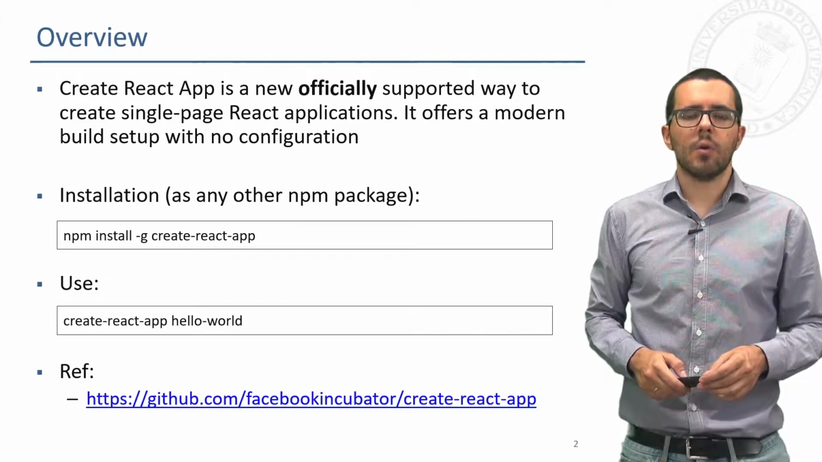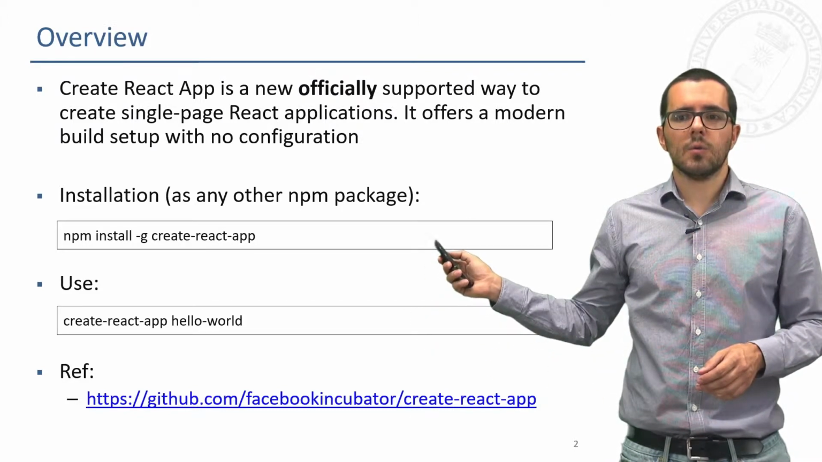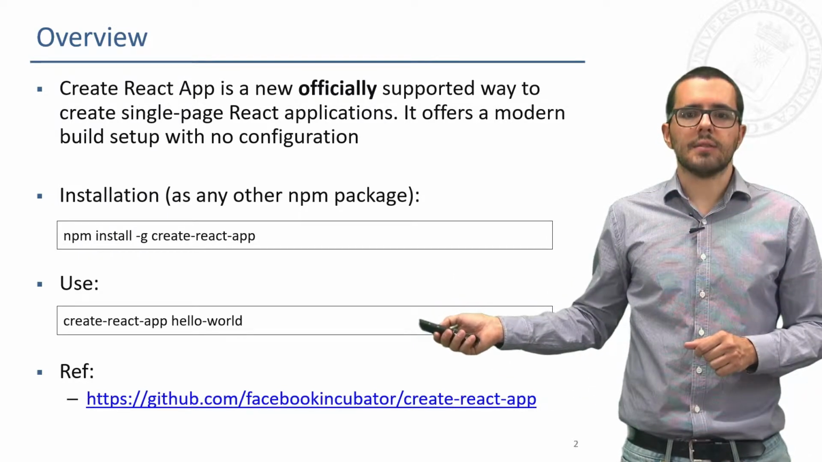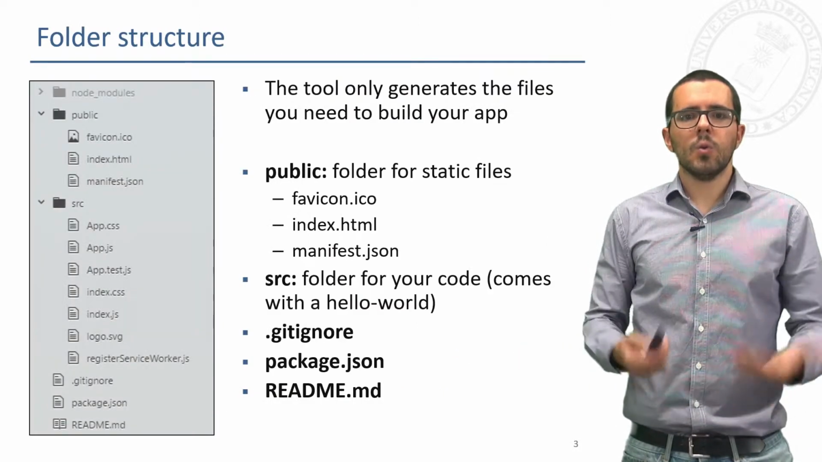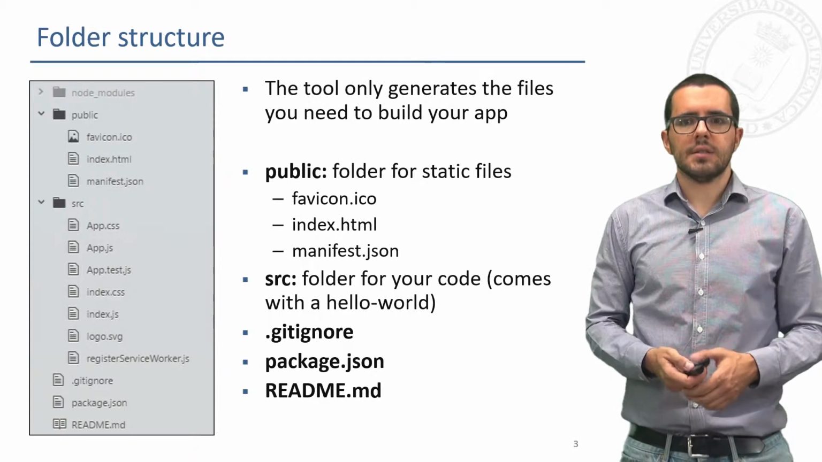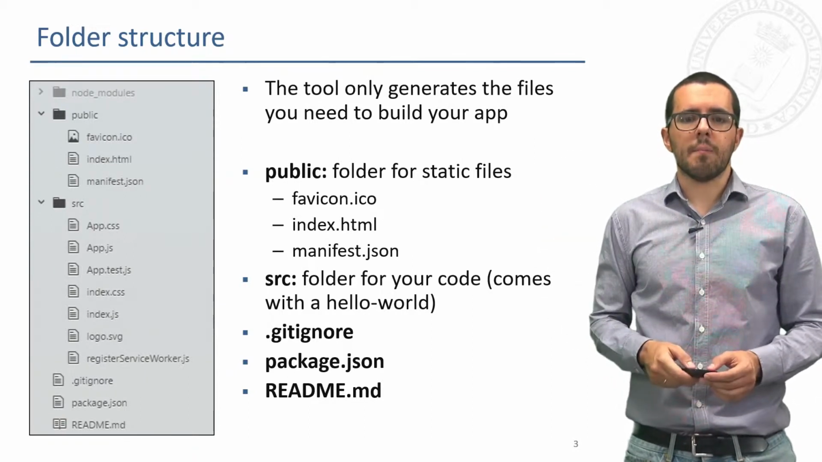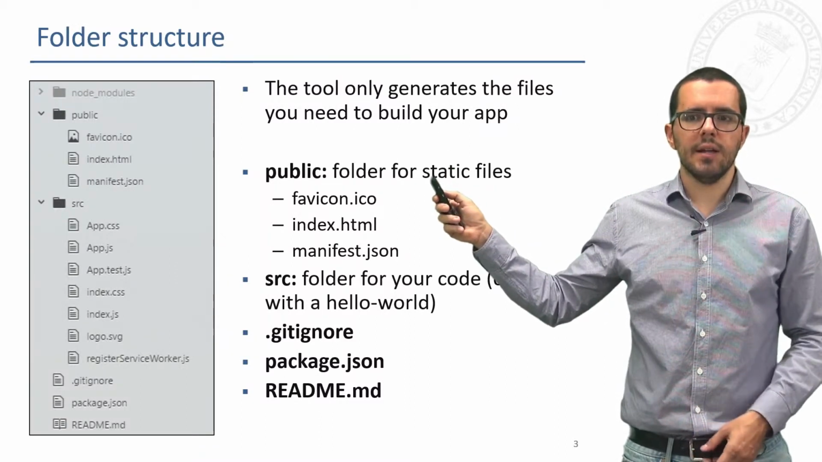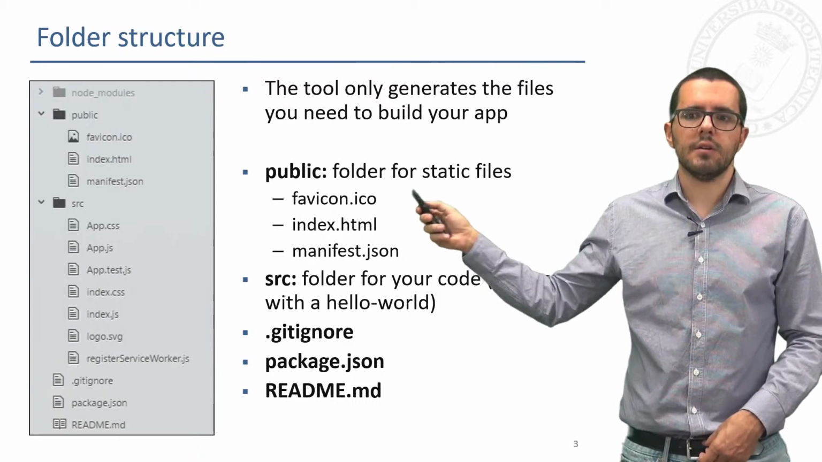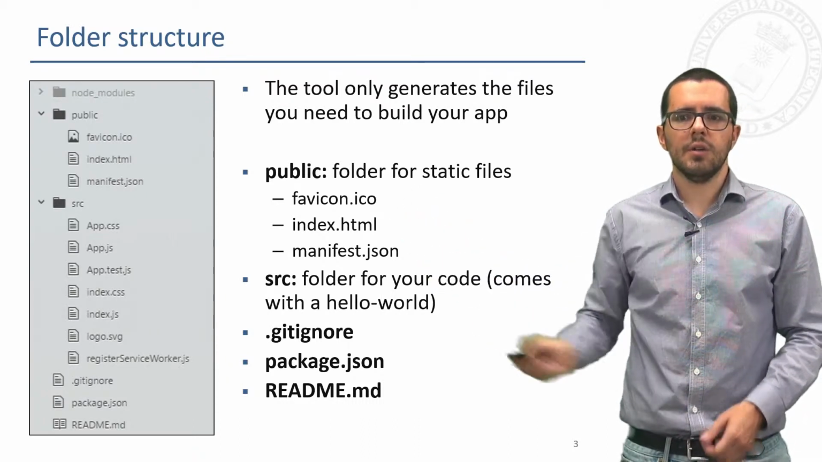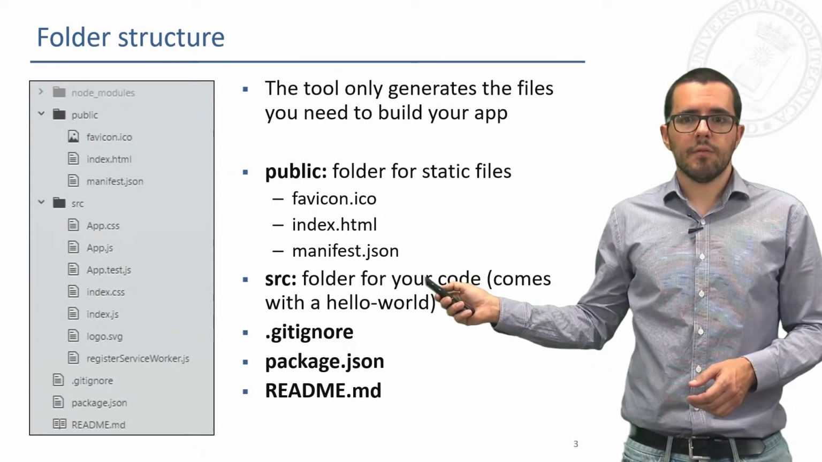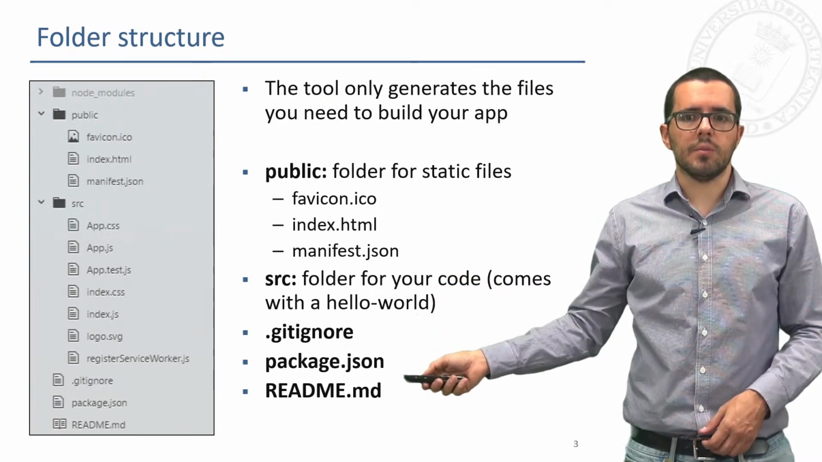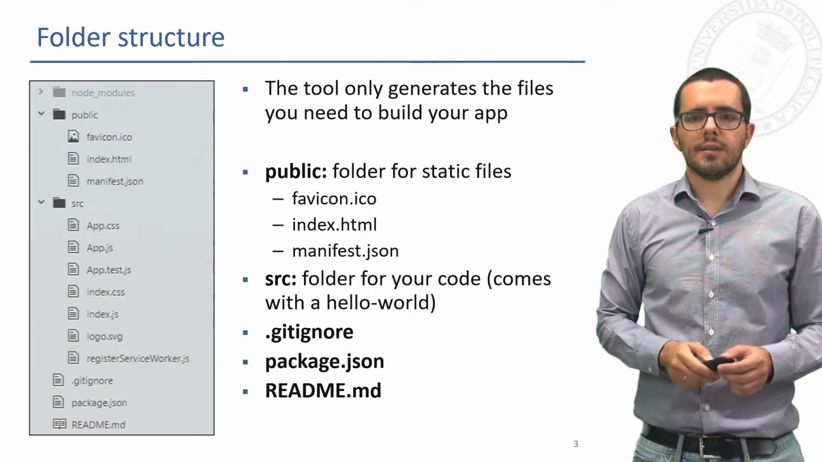How do we use it to create our first application? Once installed with this command, we can use the create-react-app command, for example, create-react-app hello-world. What do we get if we wait a couple of minutes? Because it will install all the npm packages that it needs. We get this folder structure: a public folder with the static files, with a default favicon, an index.html, a manifest.json, and a source folder with a default hello world, a .gitignore, a package.json, and a readme. You can see it there in that screen capture.